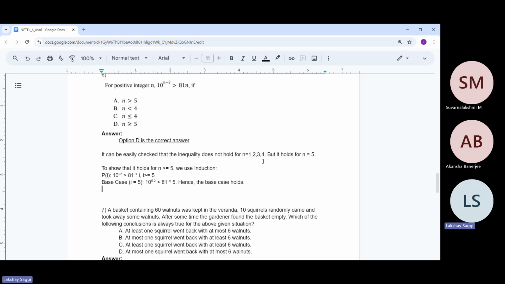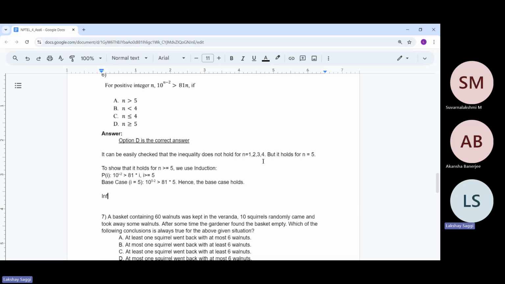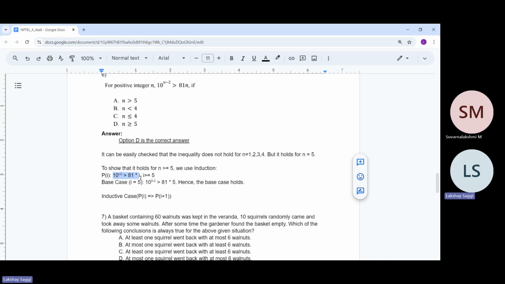And now we'll need to show the inductive case, that if P(i) is true, then P(i+1) is true. So what does this mean? That P(i) implies P(i+1). That if P(i) was true, then P(i+1) will also be true. So we need to show that if 10 raised to the power i minus 2 is greater than 81i, then 10 raised to the power i plus 1 minus 2 should be greater than 81 times i plus 1.